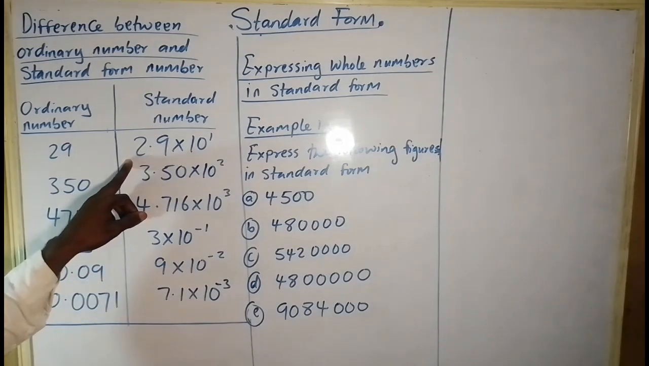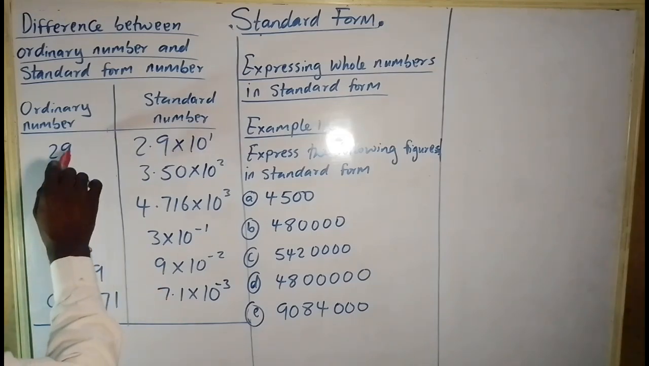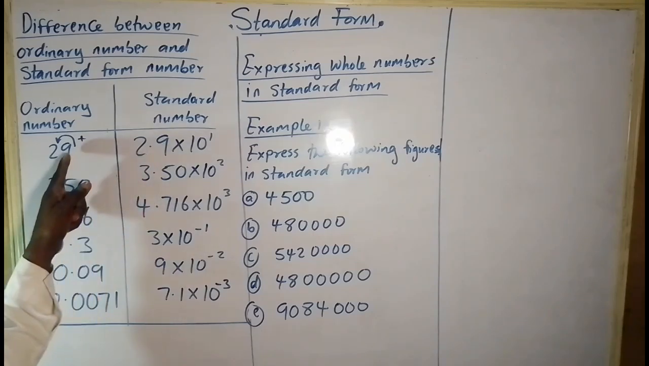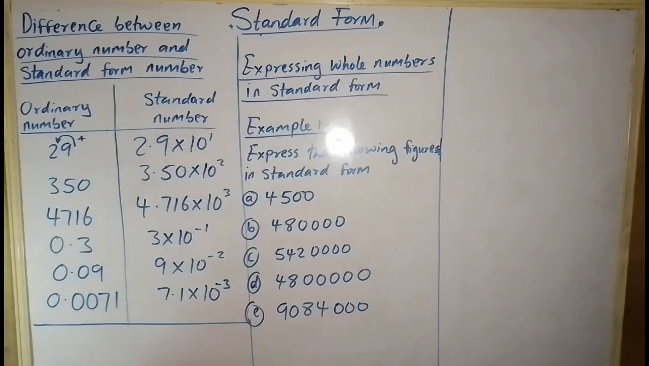Now, the next one is this. Can you see? If we are moving the number, we are dividing by what? By 10. If we want to convert it back to this whole number, we need to multiply this 2.9 by what? By 10.